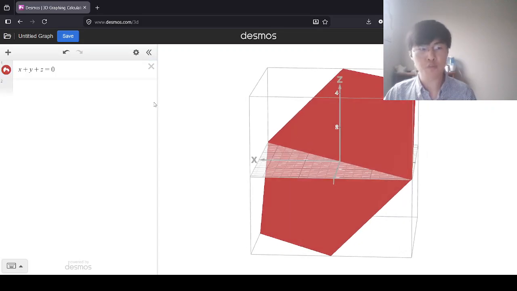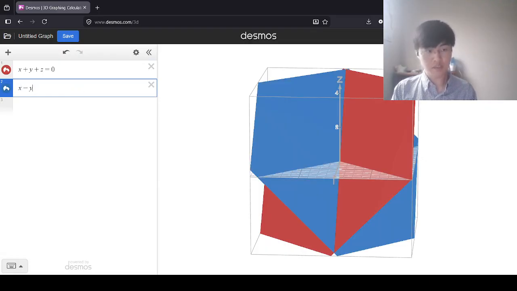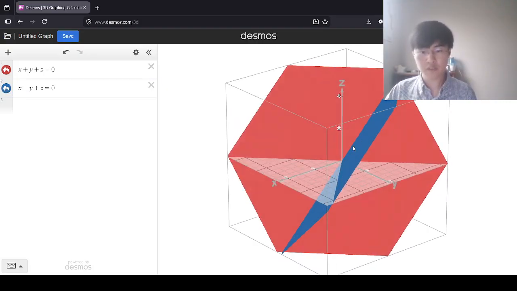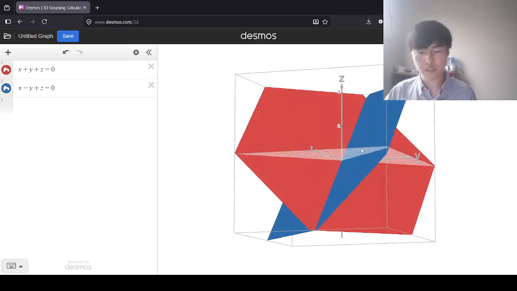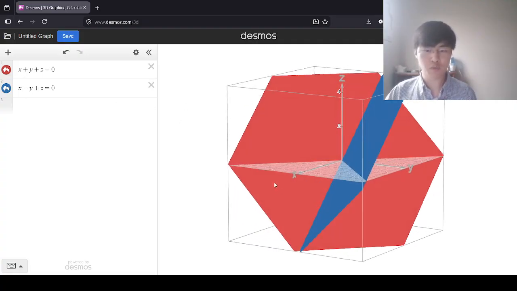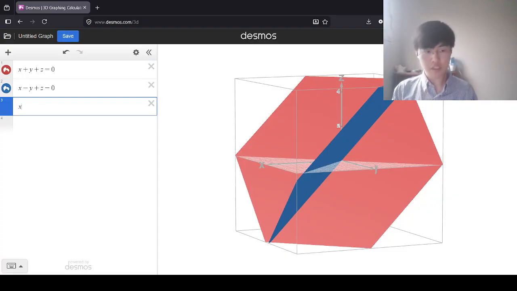Now what happens when we have two planes? In this case, I'll just say x minus y plus z is equal to 0. We still get infinite solutions, because even though these planes intersect each other, if you look, it creates a line. This line is shared and can go on infinitely both ways. So that means we still have infinite choices with these two planes. In other words, we still have infinite solutions if we have two equations but three variables. But what if we have three equations?